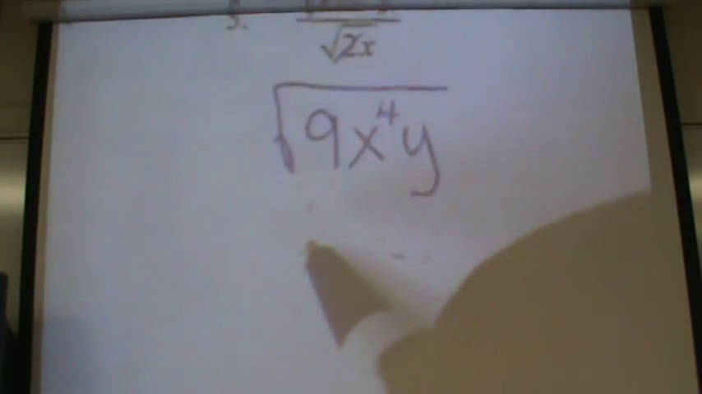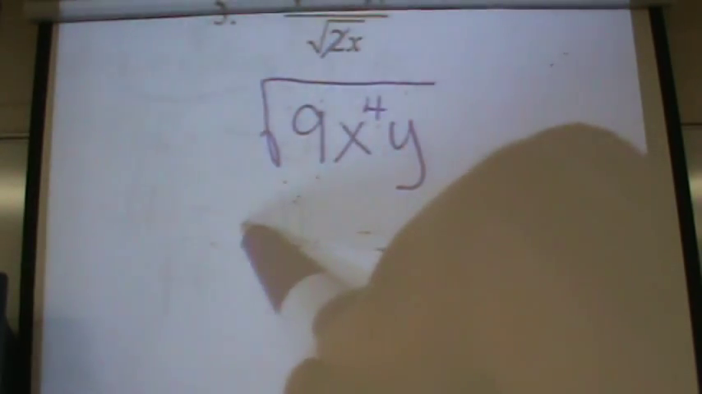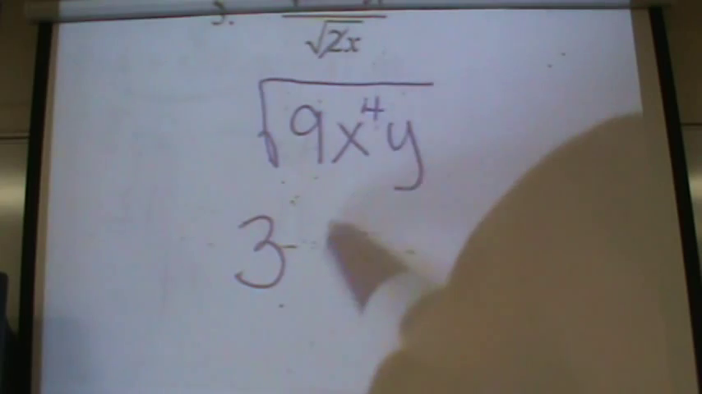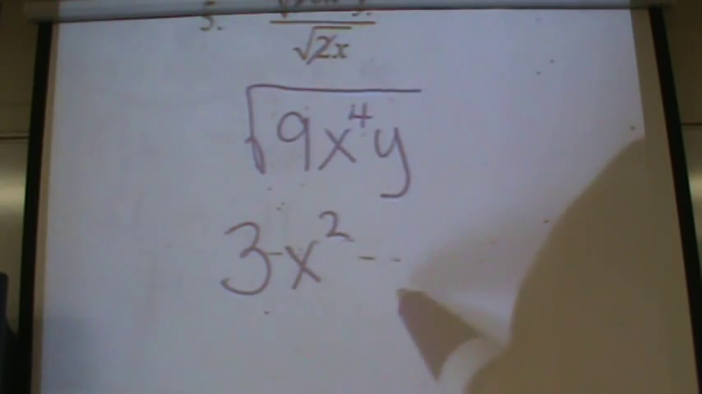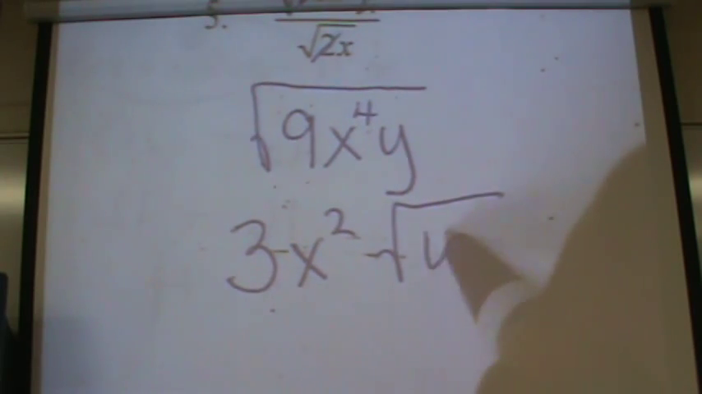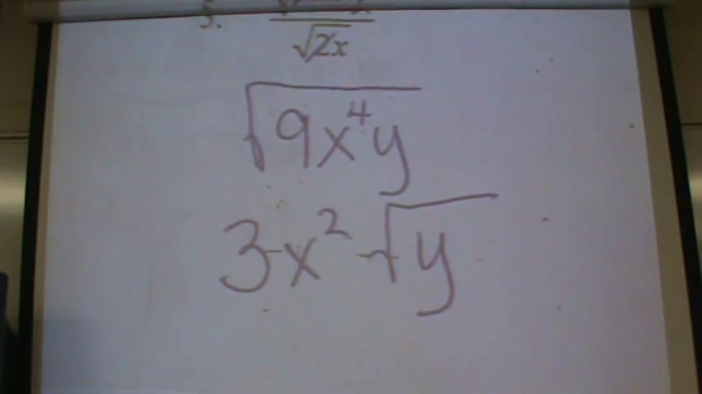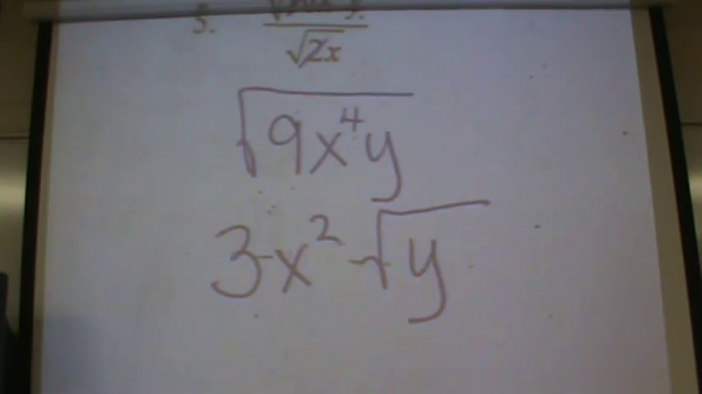Now can we simplify? Yeah. What's the square root of 9? 3. What's the square root of x to the 4? x squared. And what about this y? Should we just bring it out? No. Why not? Because there's nothing to match it up with. Last one.